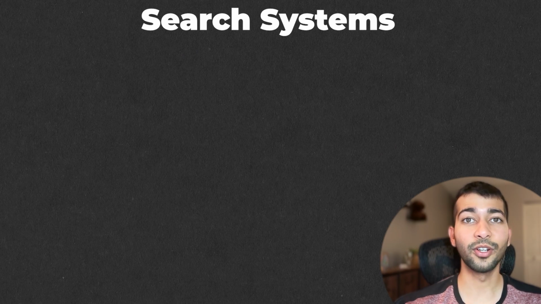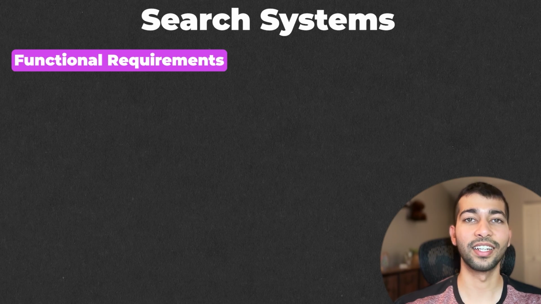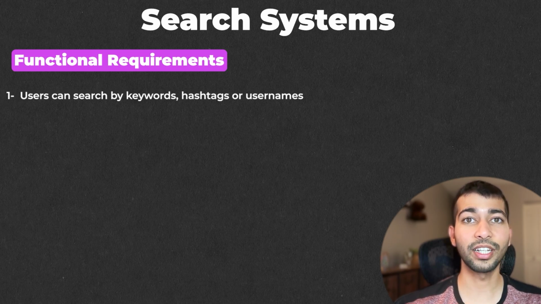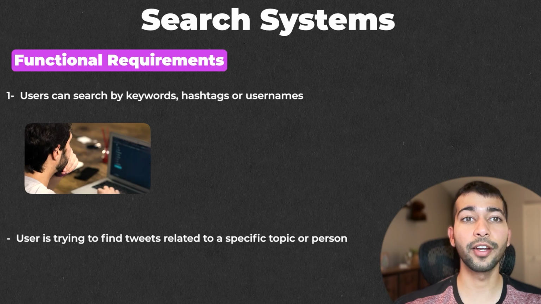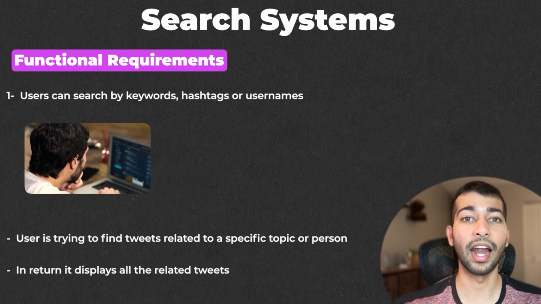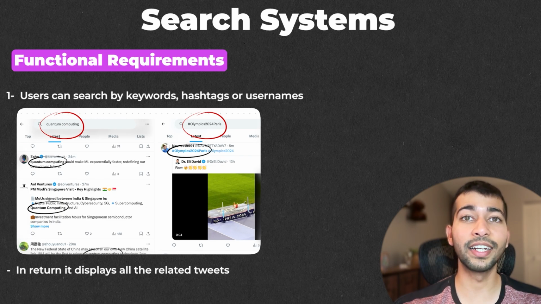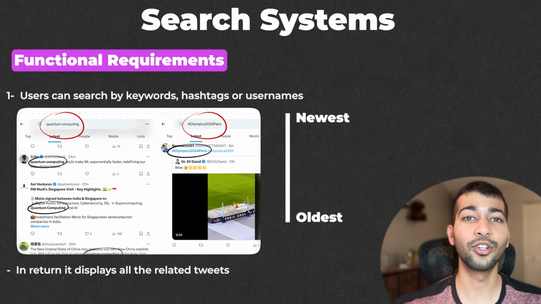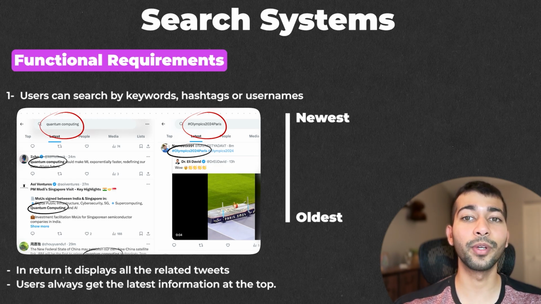As we know, the first step in doing a system design is its functional requirements. So let's just write those down. The first requirement is that the users can search by keywords, hashtags or username. So imagine a user is trying to find tweets related to a specific topic or person. Our system allows users to input keywords, hashtags or usernames, and in return, it displays all the related tweets. The results are shown from newest to oldest, ensuring users always get the latest information at the top.